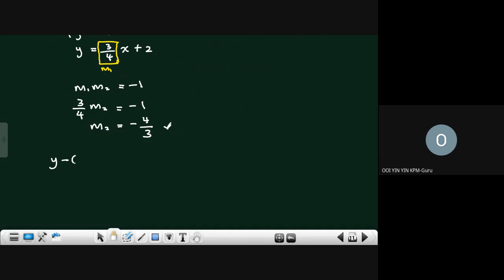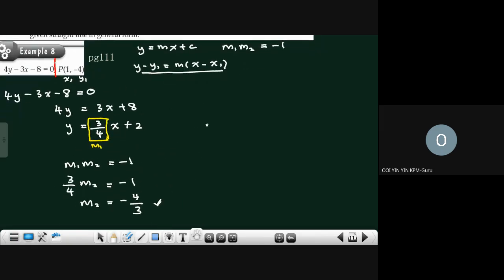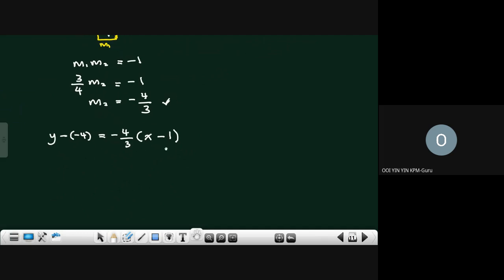-4, right? So bracket -4, and then plus our m. Our current m is -4 over 3, and then our x minus our x just now is 1. If you look back, your y1 is -4. So now simplify it, we get 4 here, -4 over 3x, negative becomes positive 4 over 3.